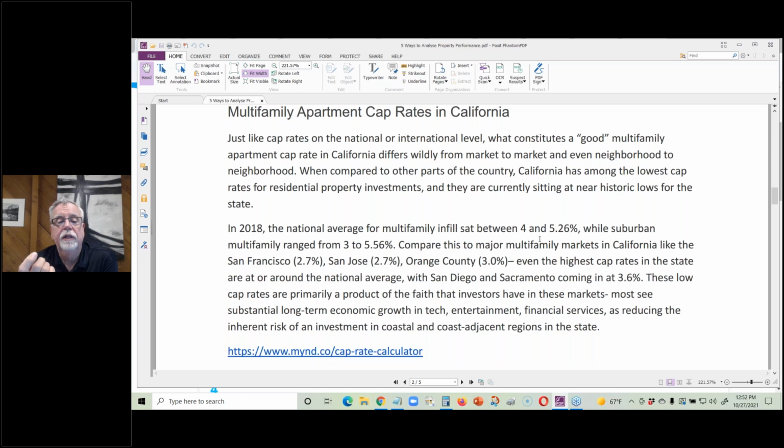Back in 2018, the national average had multifamily at 4 to 5.2. Infill, by the way, is when they filled in vacant lots. But anyhow, major multifamily markets in California: 2.7 in San Francisco, 2.7 in San Jose, 3.0 in Orange County. And again, the reason our cap rates are kind of low is because of that.